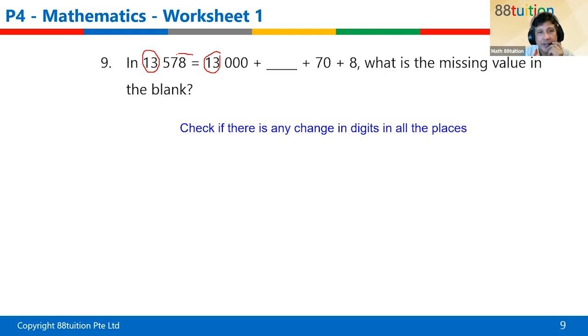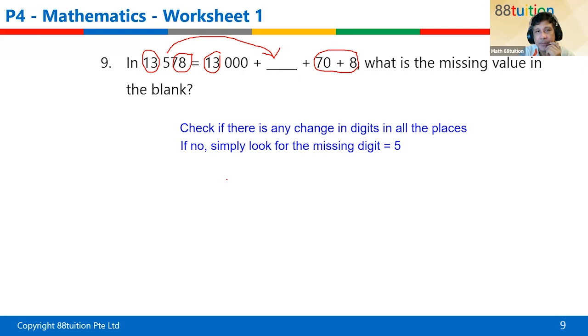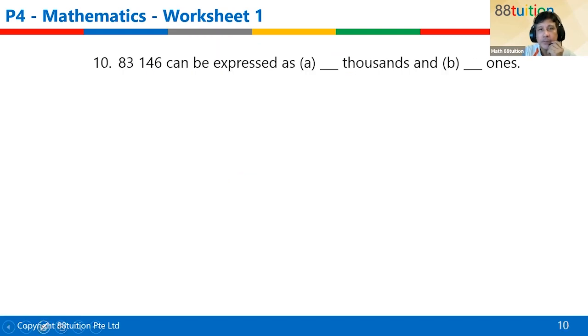Left side, I have 78. Right side, I have 70 plus 8. They mean the same thing. So now the only missing one is the 5. Right? So what is the value of 5 in this place? The value will be 500. Okay, we now move on.